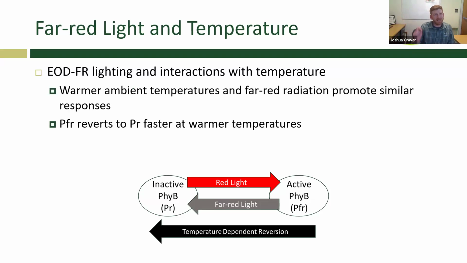What we find is that it's not just red light and far red light, but also temperature. Warmer ambient temperatures and far red radiation promote similar responses in terms of taking that active form and shifting back to that inactive form of phytochrome. And specifically, PFR, or the active form, is going to revert faster back to that inactive form as temperatures are increased or under those warmer temperatures.